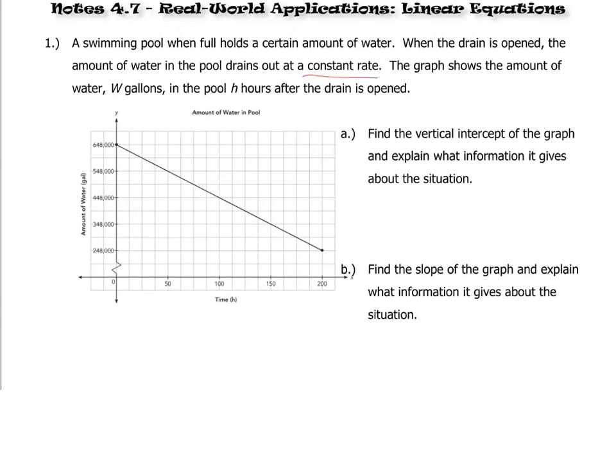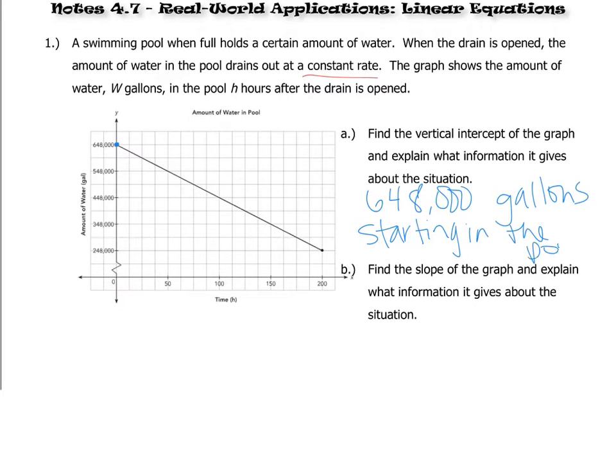So we need to find the vertical line. The vertical line is the y-axis, and that is 648,000. What that's saying is that's the amount of water, so that's gallons starting in the pool. So that's how much the pool can hold.